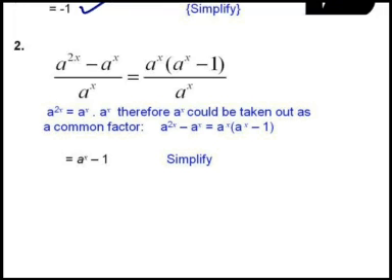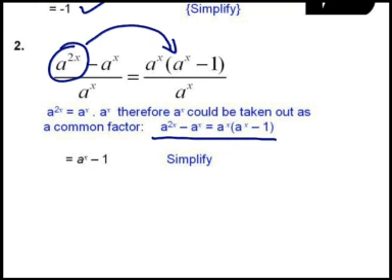For the other example, number 2, we've got a to the power of 2x minus a to the power of x, over a to the power of x. Remember, a to the power of 2x can be written as a to the power of x times a to the power of x, which means we can take out a to the power of x as a common factor. What is left in the brackets will be a to the power of x minus 1, and then the a to the power of x terms cancel, and we are simply left with a to the power of x minus 1.